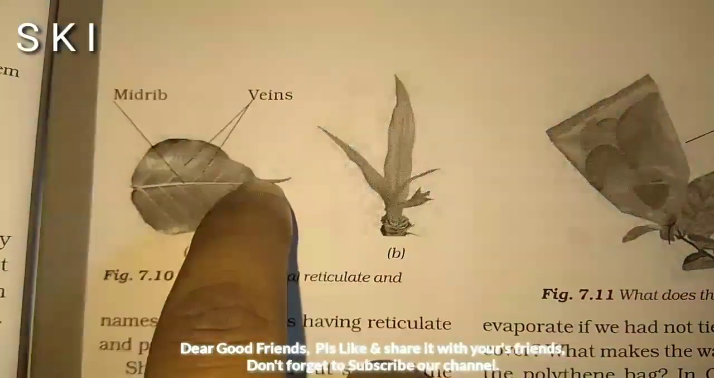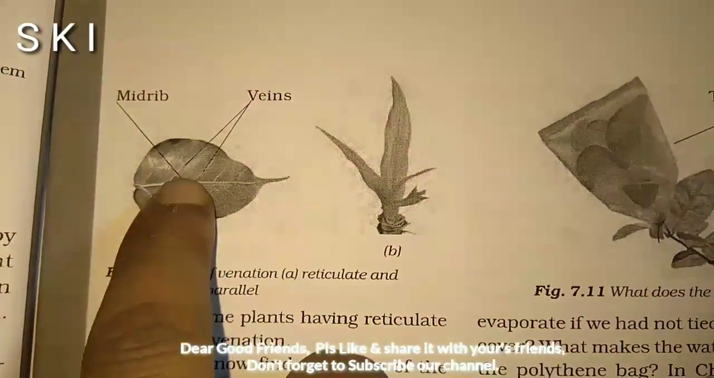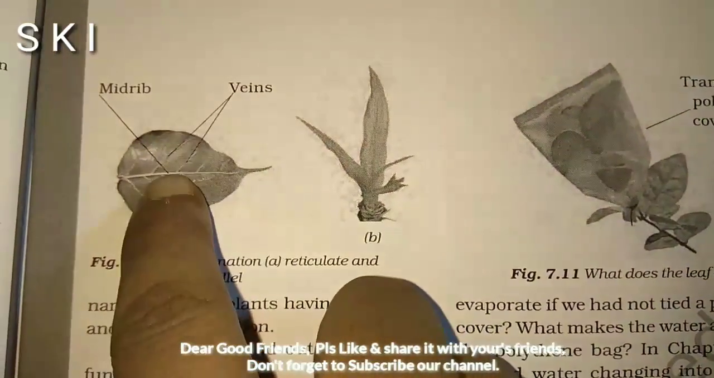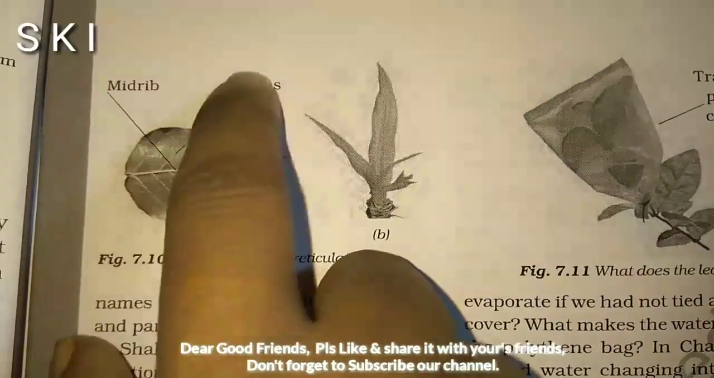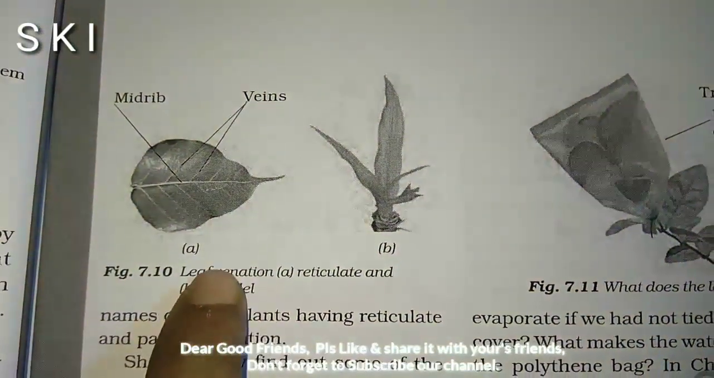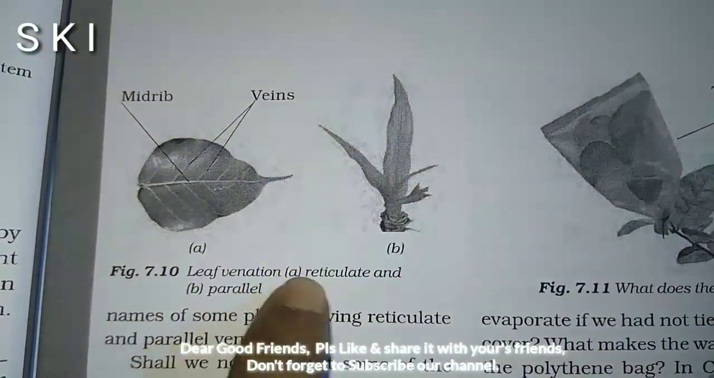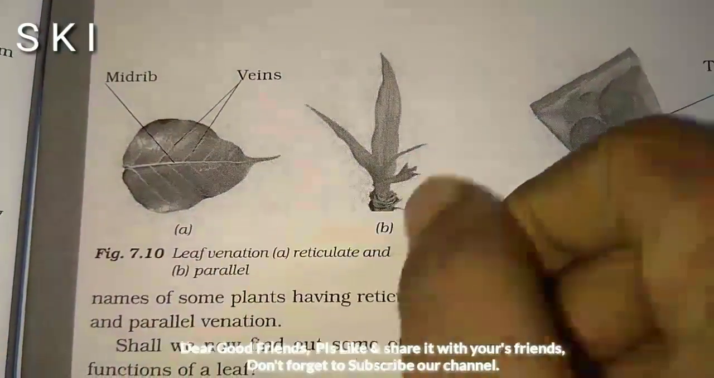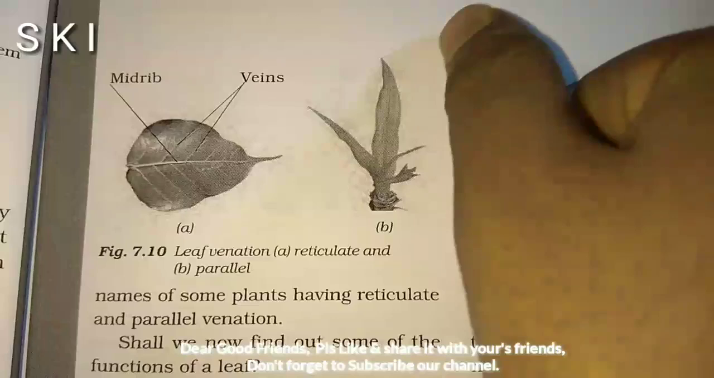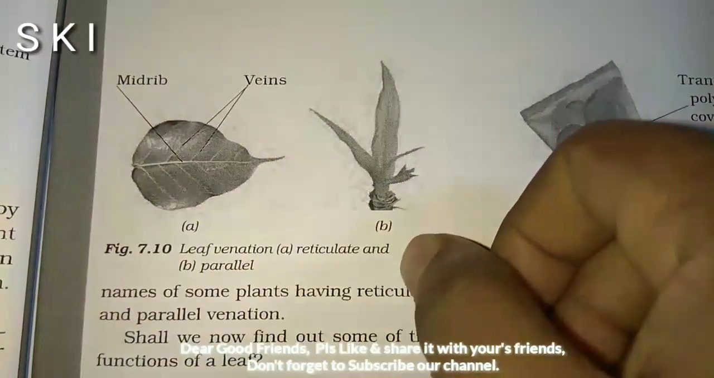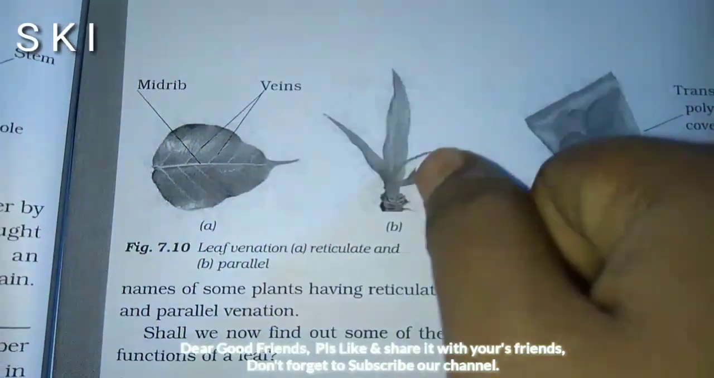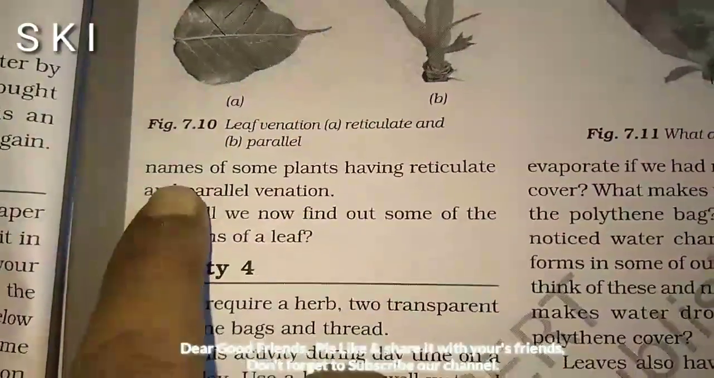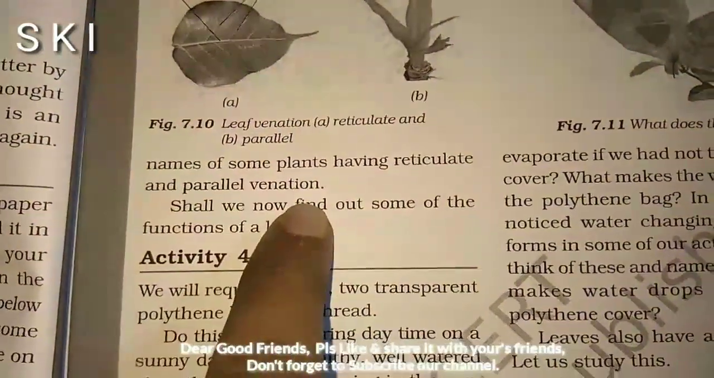This is the midrib, the center of the leaf. These are veins. Sideways like structures. Leaf veins, venation, reticulate and parallel. These are called reticulate, these are called parallel veins. Names of some plants having reticulate and parallel venation.